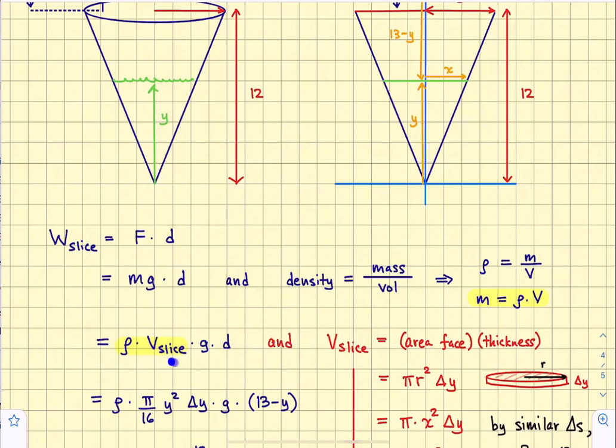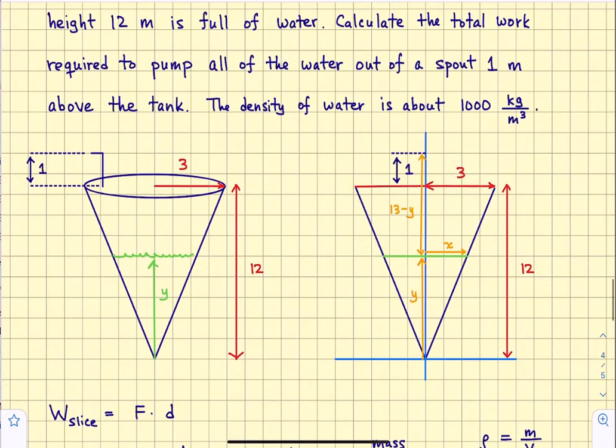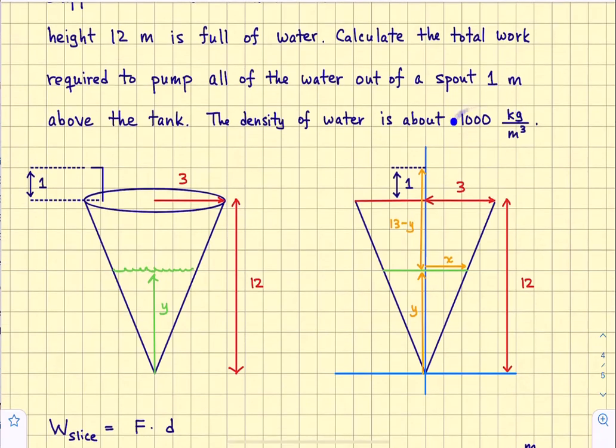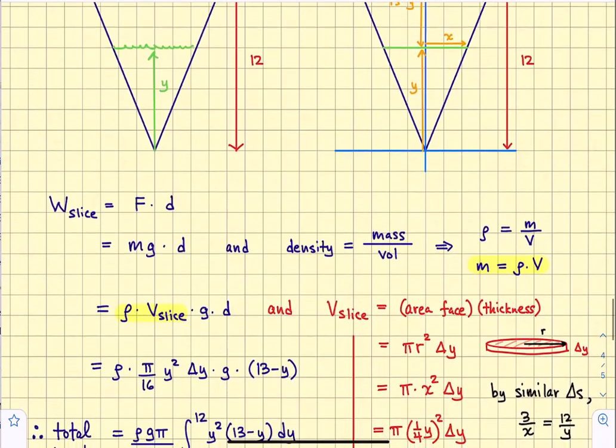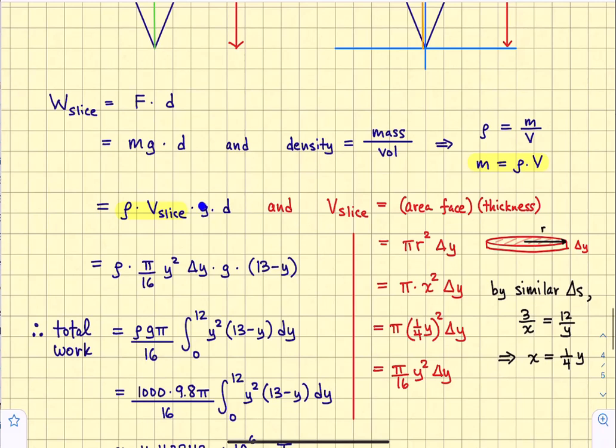So let's go off to the side here. Density is a number that we know. They told us in the statement of the problem that the density of water is about 1,000 kilograms per cubic meter, so we will just leave that as a constant rho for right now. And then we also know g, and since we're using SI units, we have 9.8 meters per second squared. So this is just a constant, and this is just a constant.